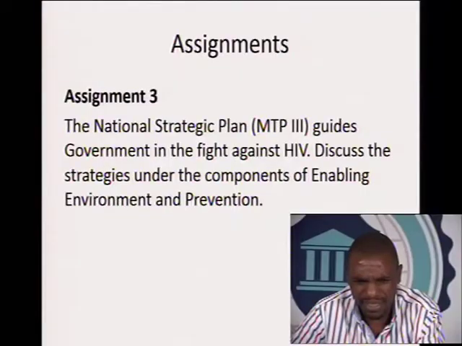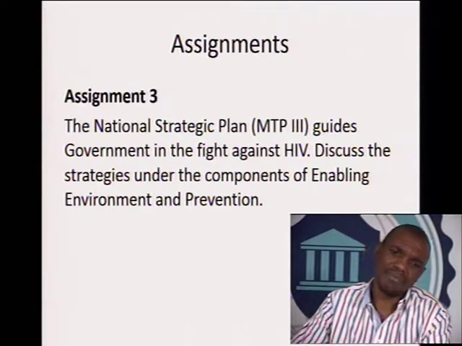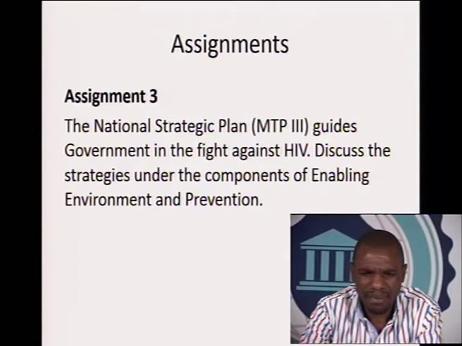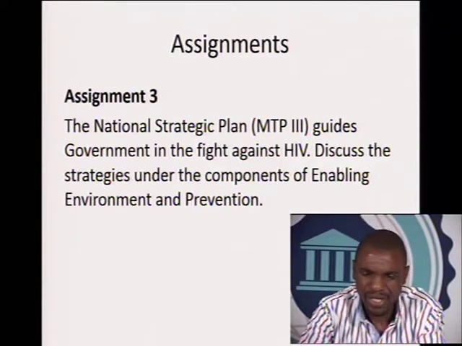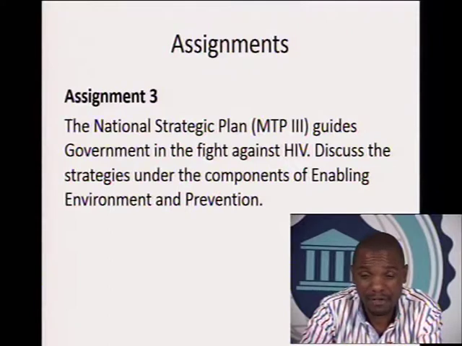Assignment 3 talks about the National Strategic Plan. The National Strategic Plan, MTP3, guides government in the fight against HIV. Discuss the strategies under the component of an enabling environment of prevention. You realize that government has responded to the HIV scourge in various ways. If you look at the National Strategic Plan, especially the current one, how has it really been rolled out to make sure that it addresses the issues on the ground in order to mitigate the impact of HIV?